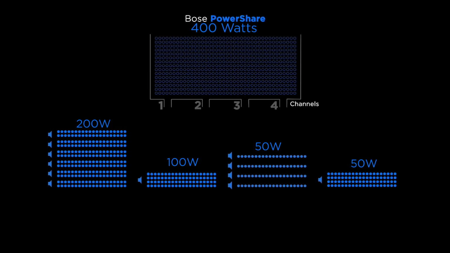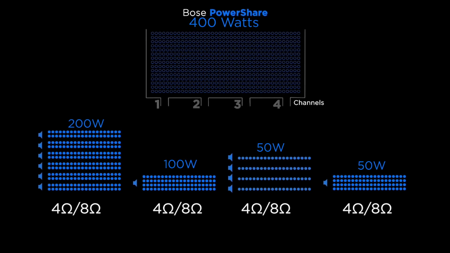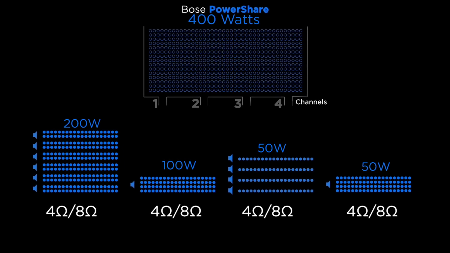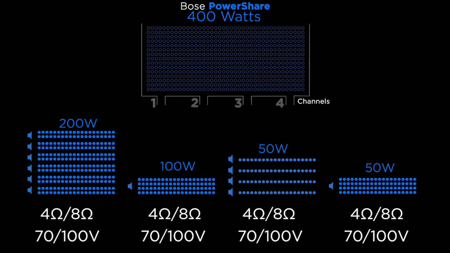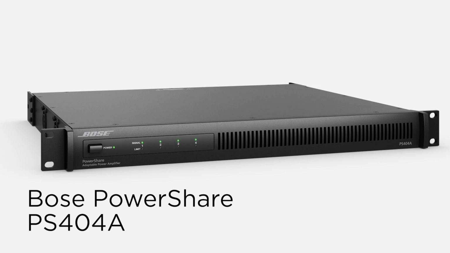PowerShare is an adaptive combination amplifier. Each channel can be configured for low impedance, 4 or 8 ohm use, or high impedance, 70 volt or 100 volt applications without bridging, using jumpers, or software settings.